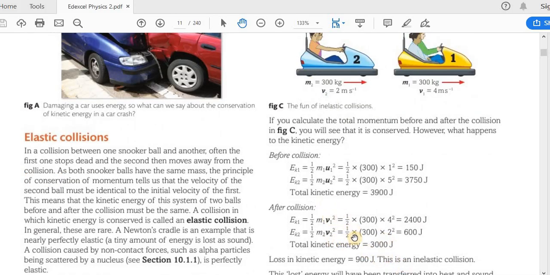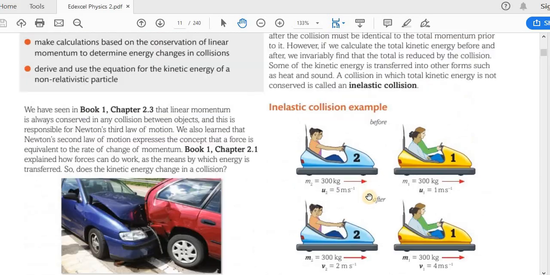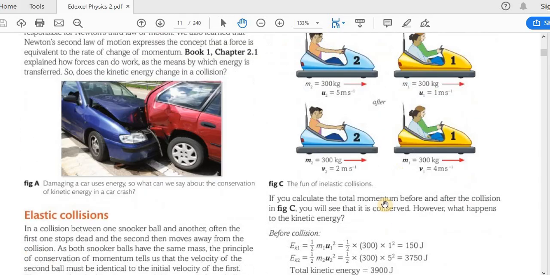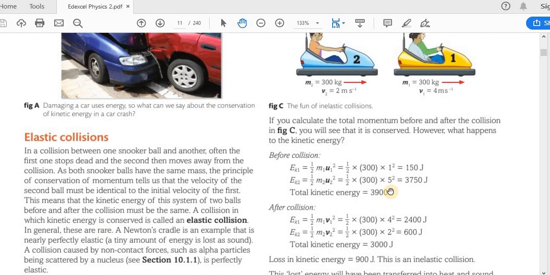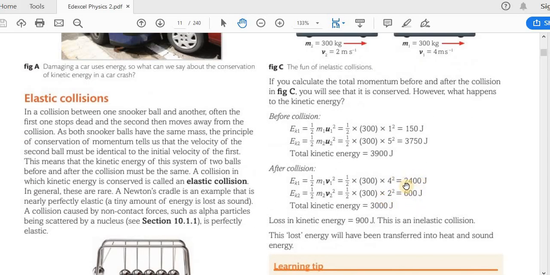Similarly, we can find the kinetic energy after collision. We know the mass of this, we know the velocity. So using kinetic energy equals half mv squared, we can find the kinetic energy of each of these before and after collision. Now you can see after collision the kinetic energy is 3000 joules. Before collision it is 3900 joules. So there is a loss in kinetic energy of 900 joules.